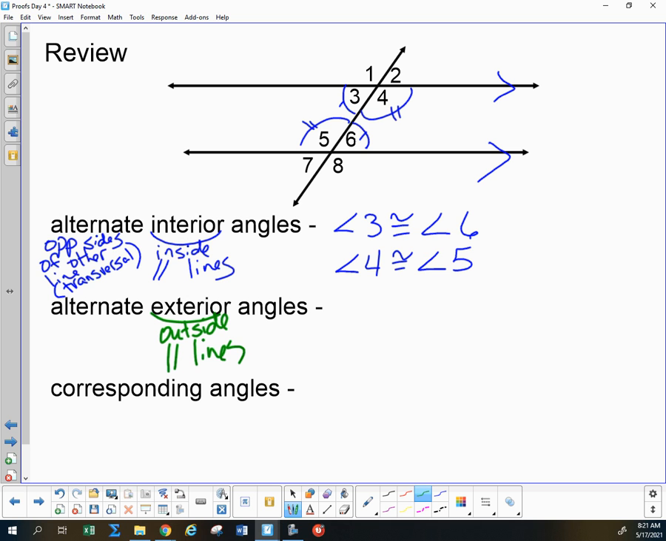So 2 and 7, do they look congruent to you? So angle 2 is congruent to angle 7. And then if I mark those, that leaves 1 and 8.